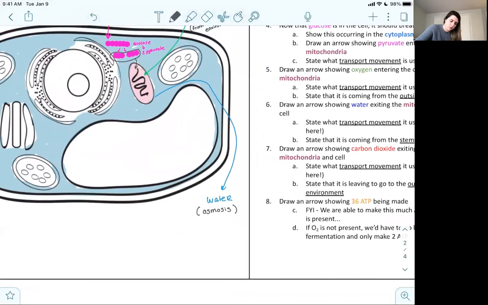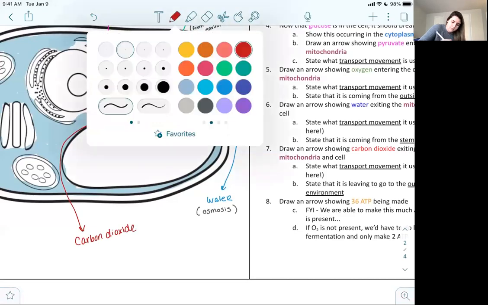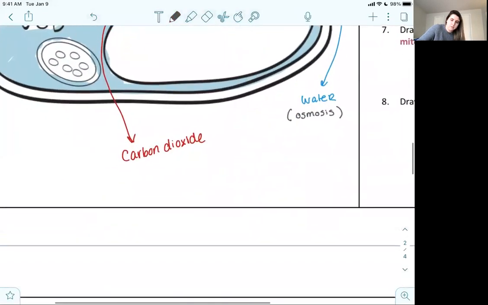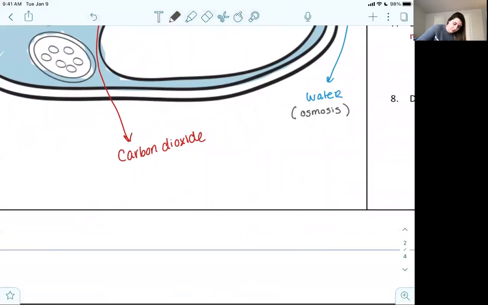And last but not least, we need to use an arrow to draw carbon dioxide exiting the mitochondria and the cell. So again, I'm going to go around that vacuole straight out of the cell. We have carbon dioxide. Carbon dioxide is one of those molecules that is small enough to pass through the membrane. So this is going to be diffusion for the transport. And it says that this is going to the outside environment. So I write that as well.